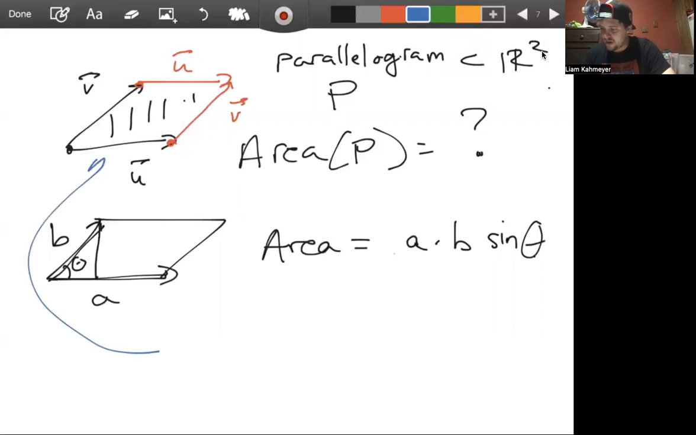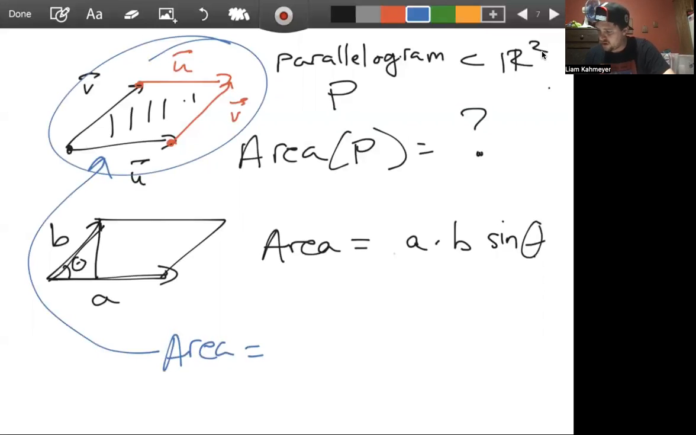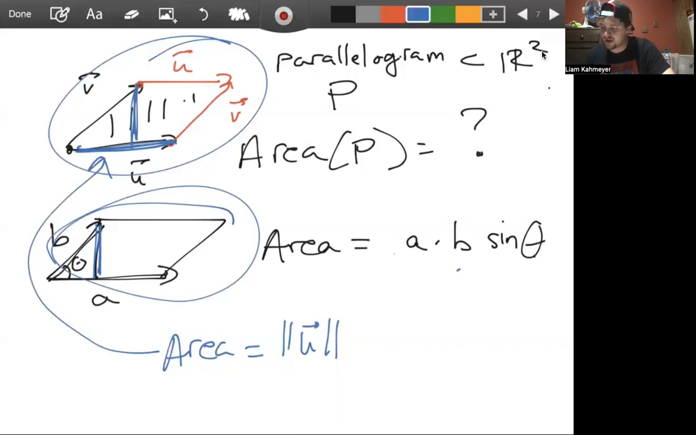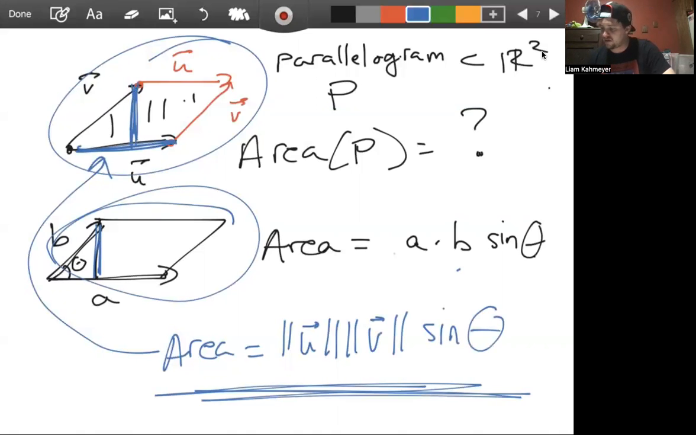Let's look back at our original picture. What we get is that the area is equal to the magnitude of u times, so this is the base, right? And then times the height. And what's the height? Well, in the abstract case, it was b sine theta, but now for us, b, or this length here, is going to be the magnitude of v sine theta.